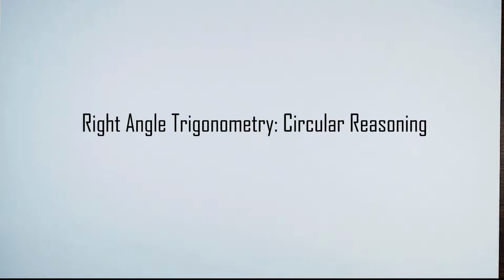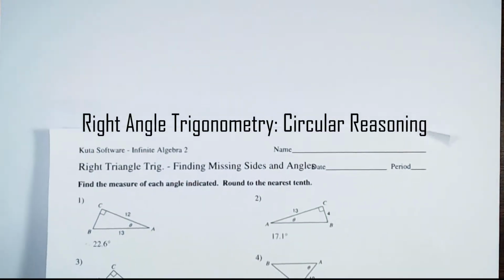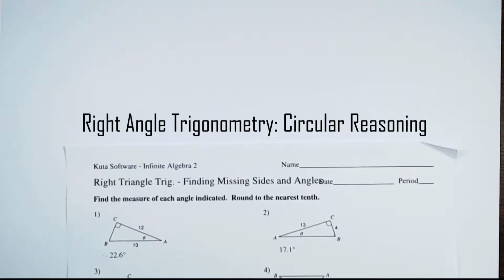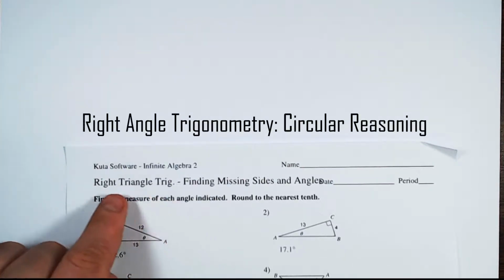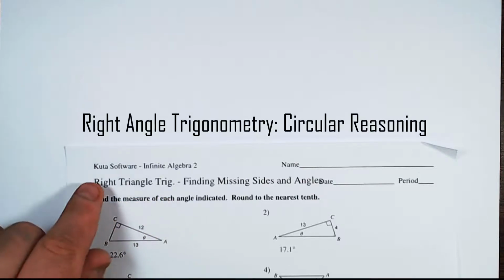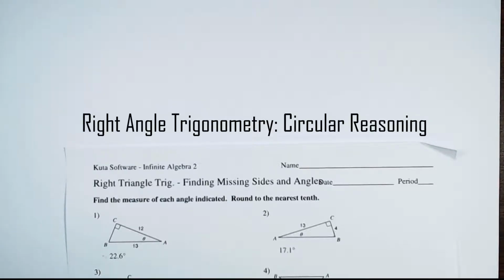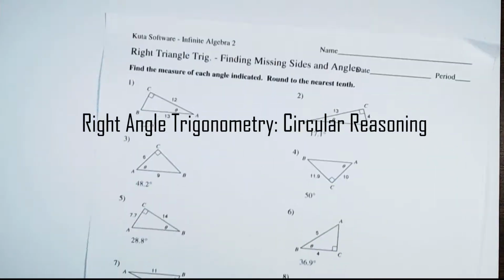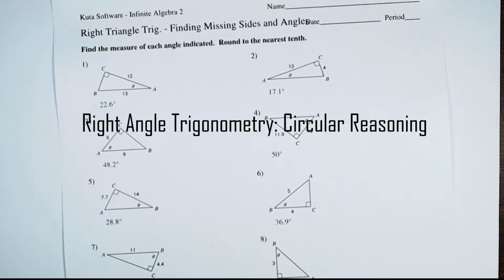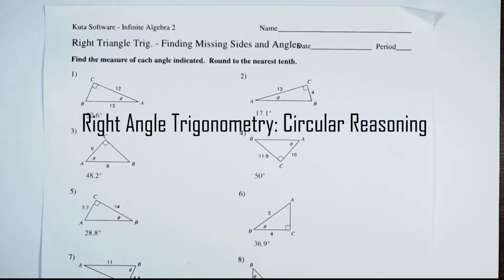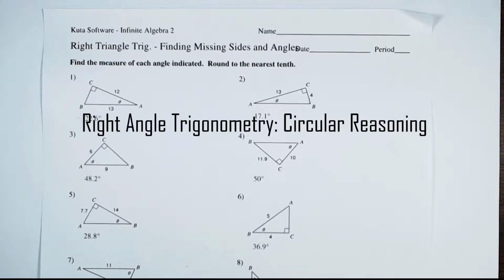If you search on Google, you should be able to find the worksheet that's associated with this presentation. Just search on Google for right angle trigonometry and then put Kuta, and you should be able to find this worksheet. You can screenshot that and find it. It should give you both a worksheet and a key. So this is the worksheet. I'll post a link to it.